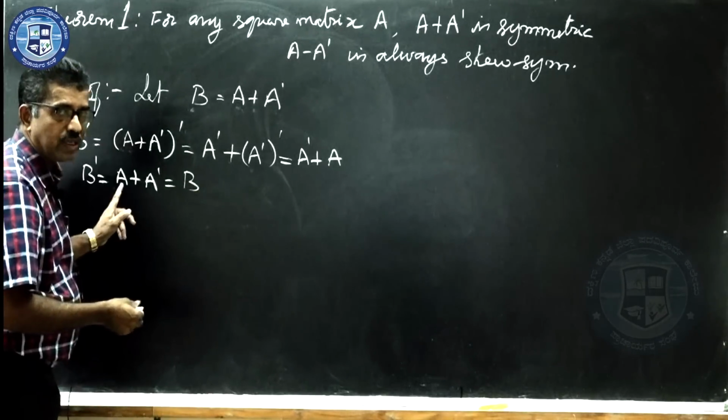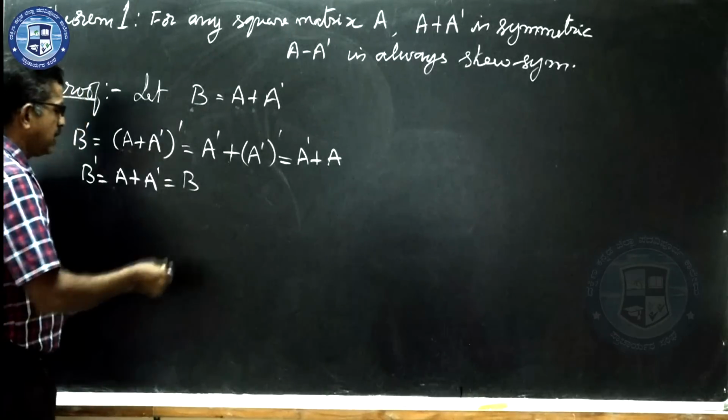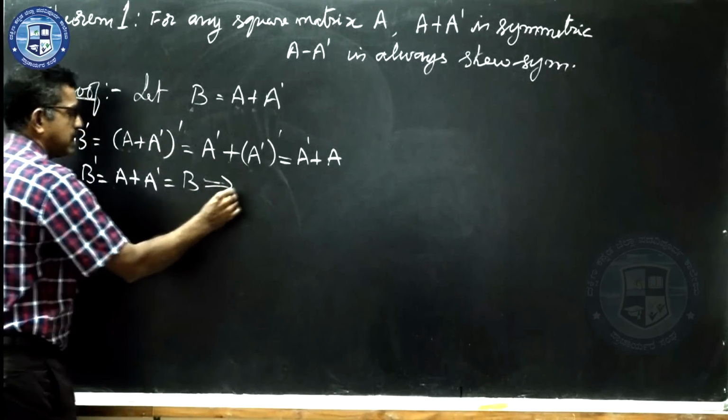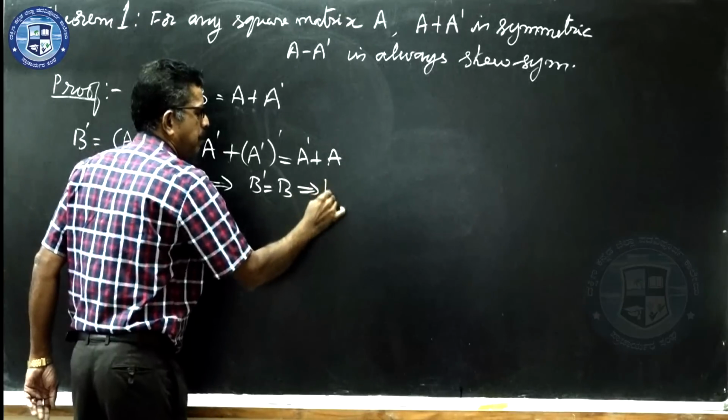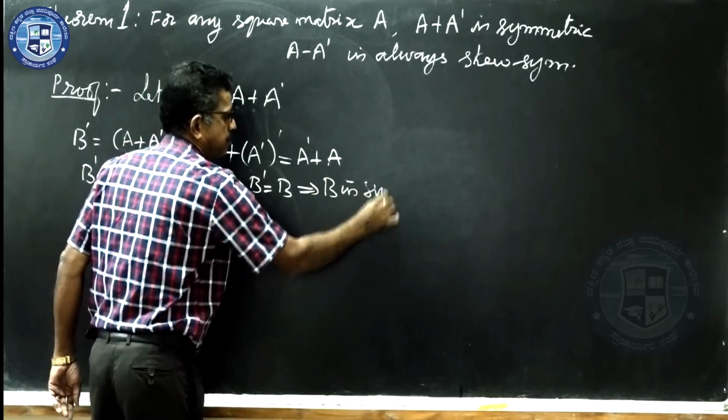Now, what is your conclusion? Can you please tell me what your conclusion is? So this further implies B dash is equal to B, which implies B is symmetric.